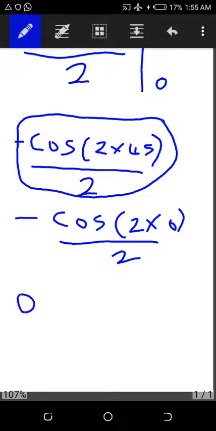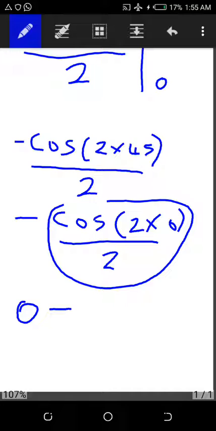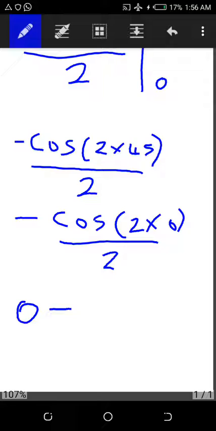So we have 0 for that part, minus, then for this expression here, 2 times 0 is 0, and cos 0 is 1. So your cos 0 will evaluate to 1, and this whole expression will give us 1 over 2.